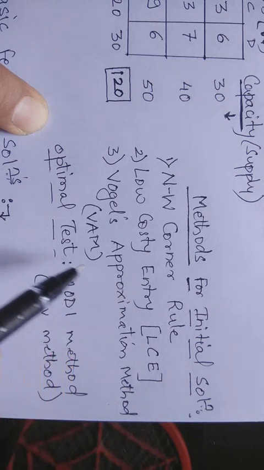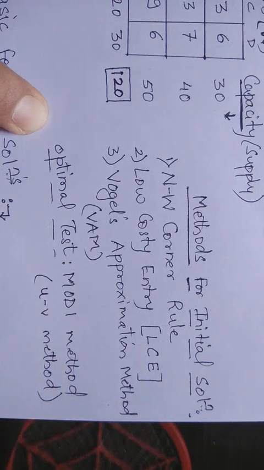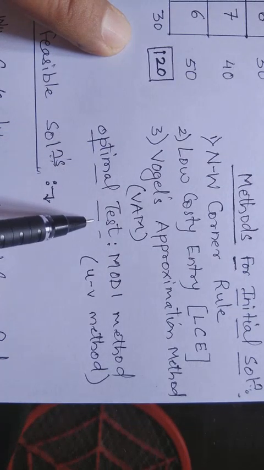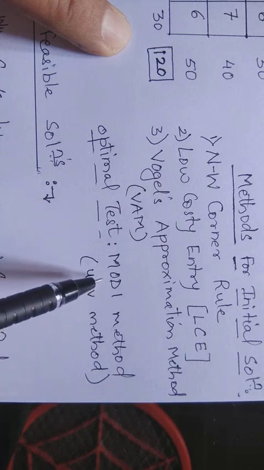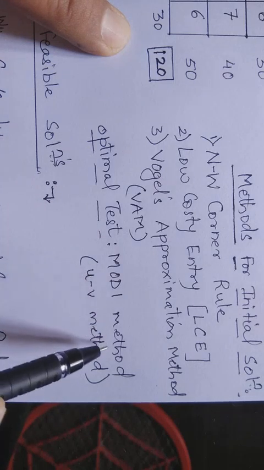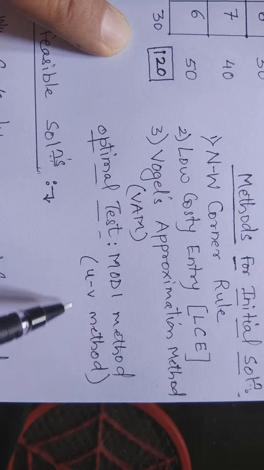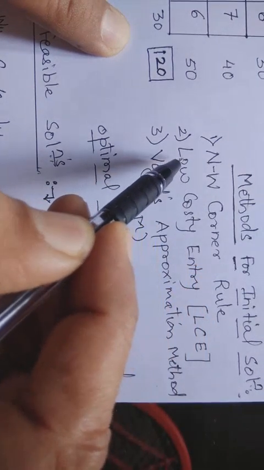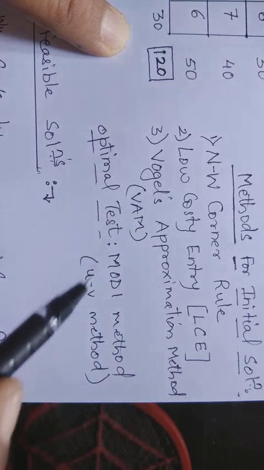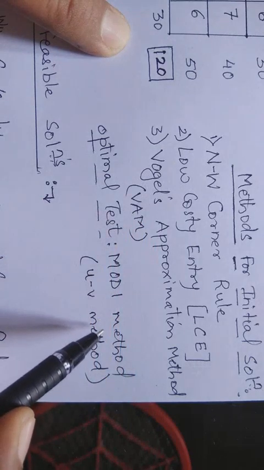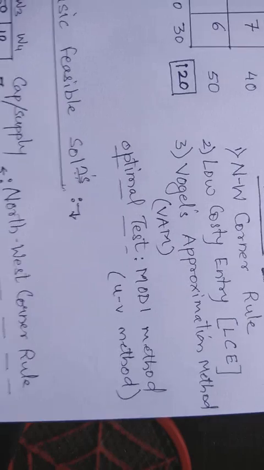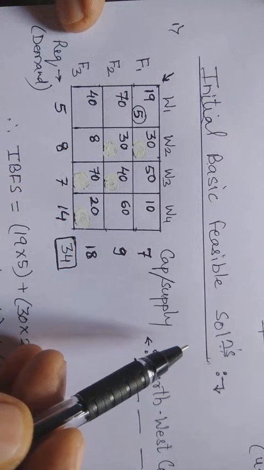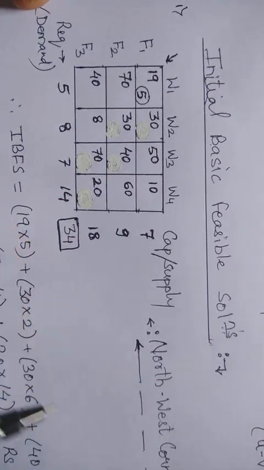So once we find out the initial basic feasible solution, then we have to check whether that solution is optimum or not. So for the optimality test, we make use of the method called the MODI method or modified distribution method, or it is also called the UV method. The above 3 methods are the methods of finding out the initial basic feasible solution. And to find out the optimal solution, we make use of the MODI method or UV method. Now we will see the first method, how to find out the initial basic feasible solution using the northwest corner rule.